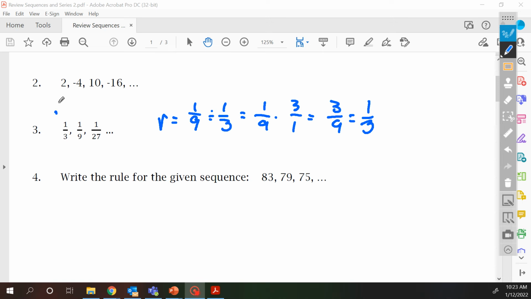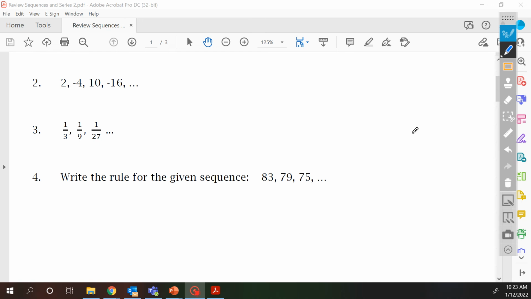So 1/3 times 1/3, that's a ninth. Fantastic. 1/9 times a third is 1/27. Even better. So this is indeed geometric. We have a common ratio of a third, because it's being multiplied by 1/3 each time.